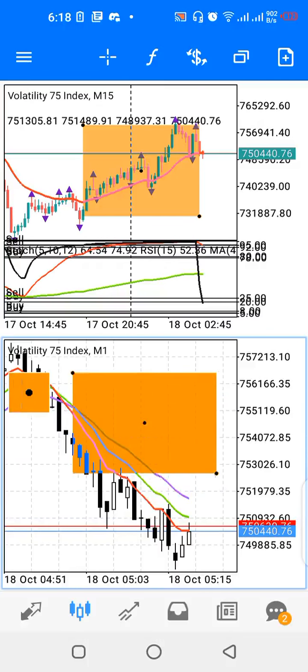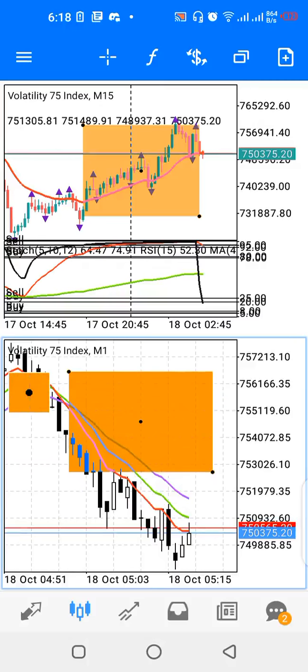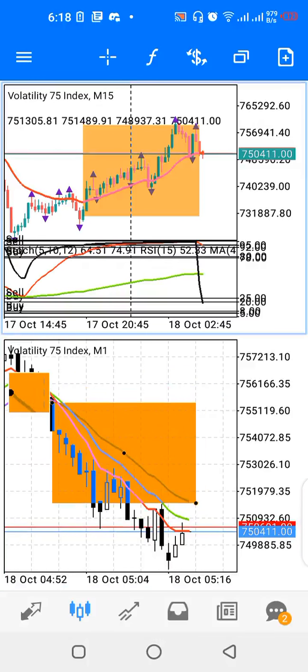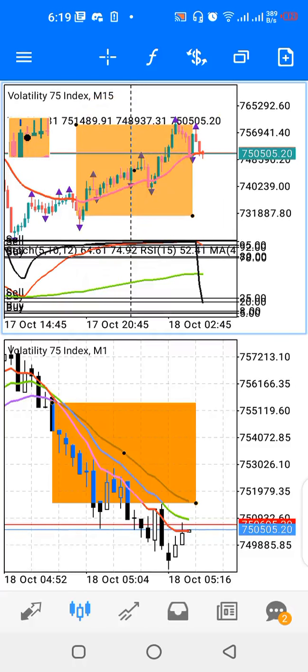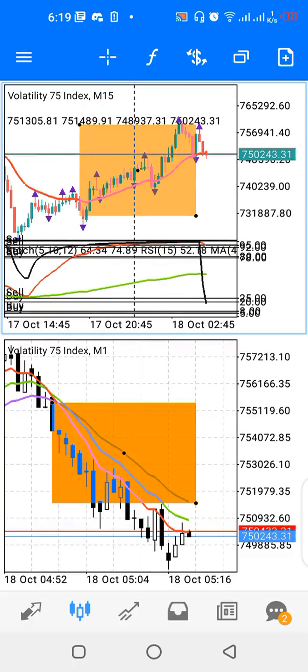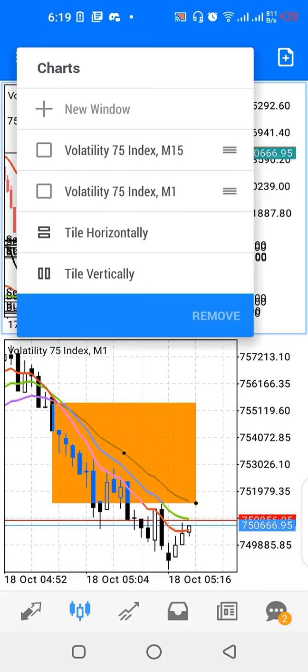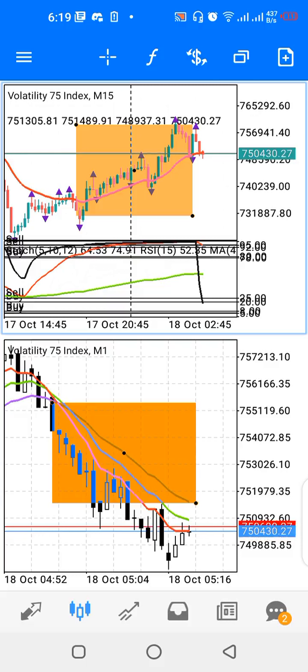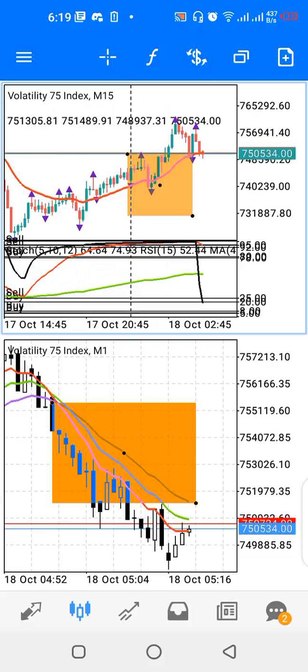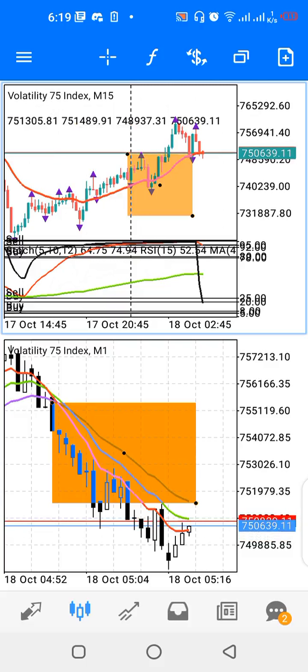So I've got the lower window with a small time frame, and I've got the upper window with a higher time frame. That's my 15 minutes time frame for the upper window. To do this, just press on this icon for window. Then you can separate, you can expand into two, or you can collapse into one. But for this video, we're going to use these two windows to try and filter and find signals for volatility 75 index.